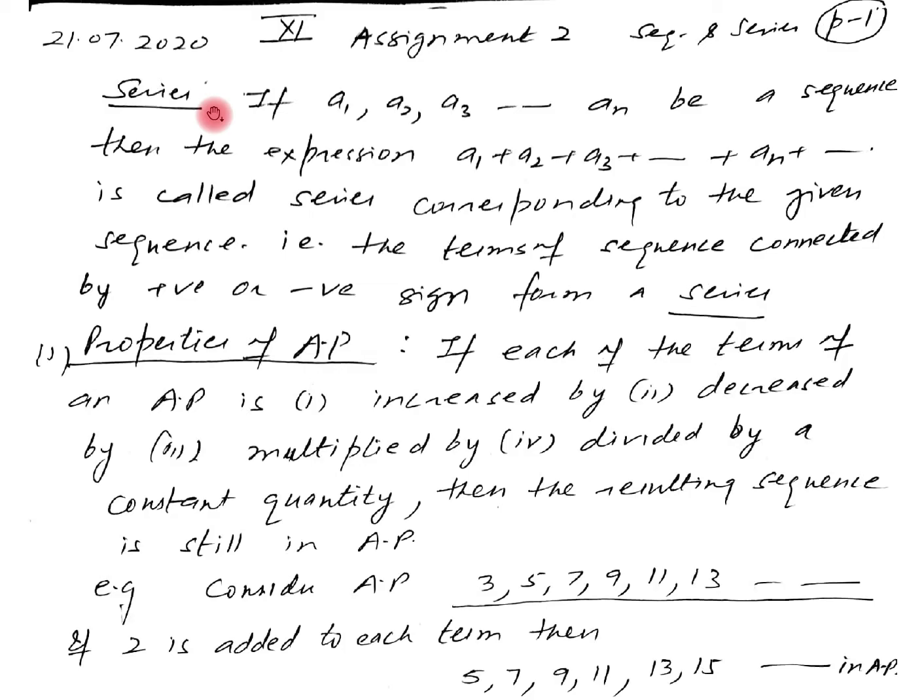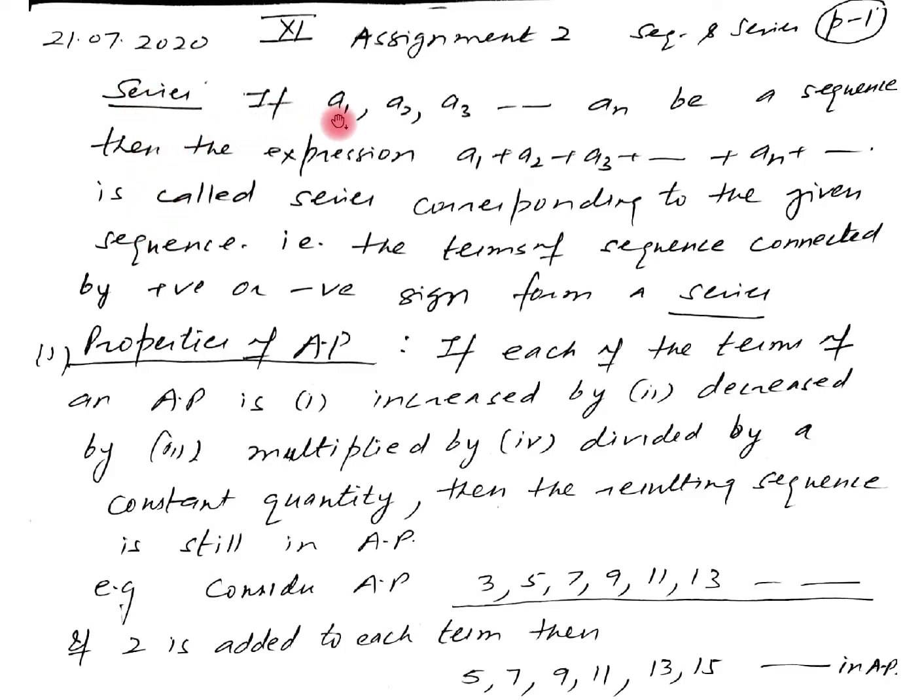Let us continue the topic. Now the word is series. If A1, A2, A3 up to An be a sequence, then the expression A1 plus A2 plus A3 up to An and so on is called the series corresponding to the given sequence. This is the difference between sequence and the series.